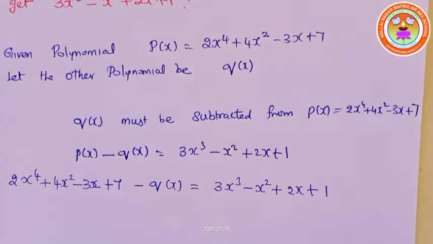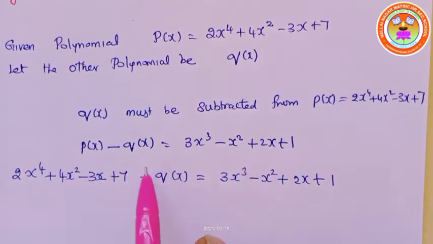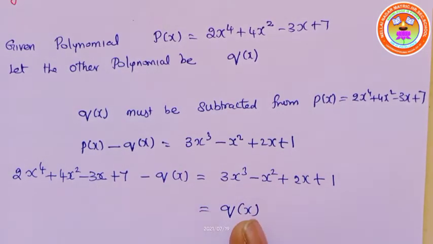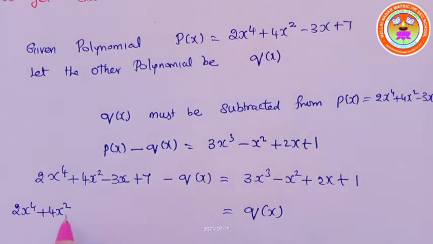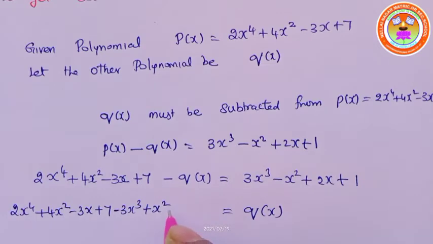It's clear, students? Now what you're going to do is transfer, from right to left and left to right. So this minus q of x is there, so I'm going to transfer minus q of x towards the right side, that will become plus q of x. It's clear, students? Minus q of x to plus q of x. Now what is here? 2x power 4 plus 4x squared minus 3x plus 7 is there. When you shift, plus 3x cube becomes minus 3x cube, minus x squared becomes plus x squared, plus 2x becomes minus 2x, plus 1 becomes minus 1.